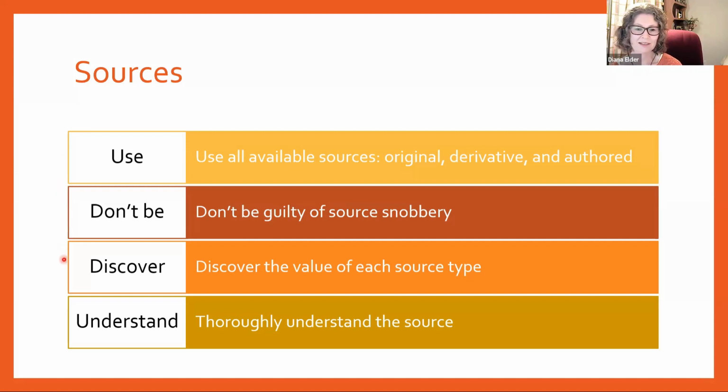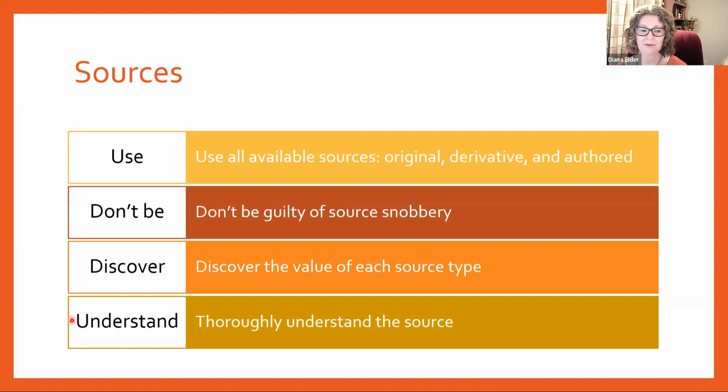We also want to just discover the value of each source type. If there is a book of abstracts, there is a value to something like that over an original record. And then, of course, we really need to understand the source. And I think all of us who are right in the middle of researching are finding that that's not always as easy as it seems.